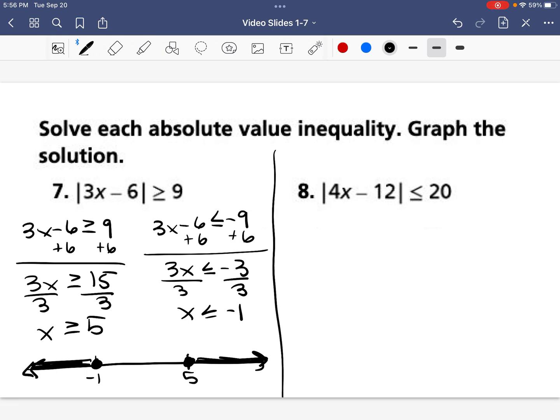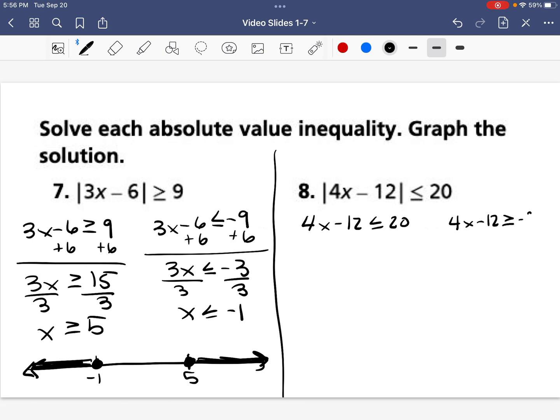For number 8, we do the same thing. We say 4x minus 12 less than or equal to 20, and 4x minus 12 greater than or equal to -20. Notice this one is a greater than, so we expect to have an or situation. We expect to have a blank in the middle and the answers going on either side. With the less than, we expect this to look like an and problem.